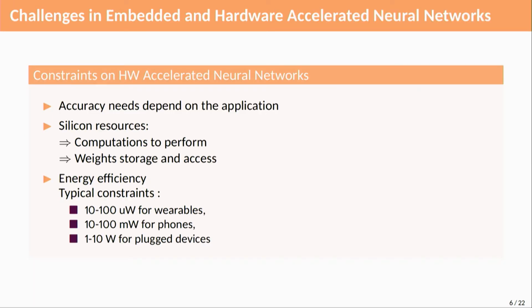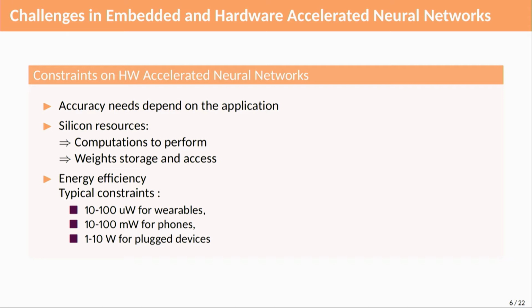So let's have a look at the challenges in doing hardware acceleration for neural networks. The constraint we have is, first, that accuracy really depends on the application. There are some applications for which accuracy is not so important, and on the edge, quite a few of them can perhaps trade off accuracy. In terms of silicon resources, we have the computations to perform and the weights to store and access. That's what we need to put on our hardware, under specific energy constraints.